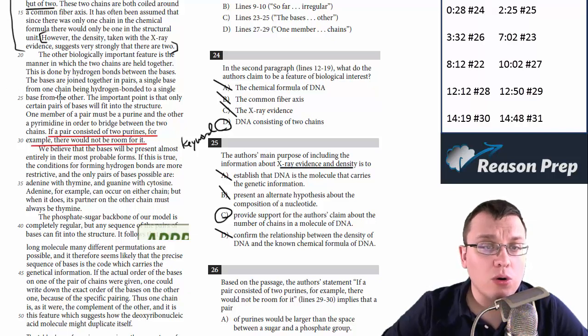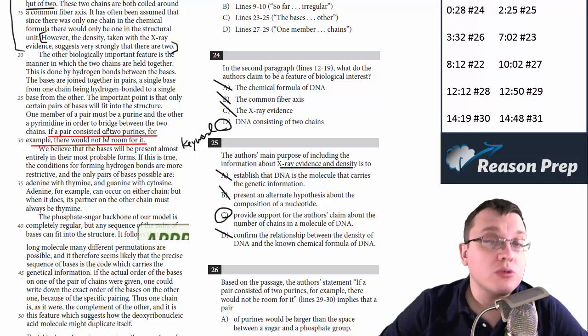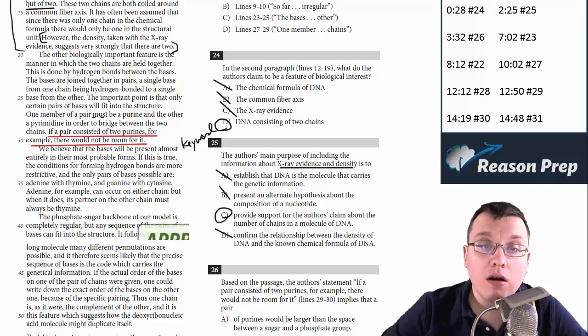The important point is that only certain pairs of bases will fit into the structure. One member of a pair must be a purine and the other a pyrimidine in order to bridge between the 2 chains. If a pair consisted of 2 purines, for example, there would not be room for it. So what is implied by this? All we know is the following, that in order to bridge the gap between the 2 chains, one member of the pair of bases must be a purine and the other must be a pyrimidine. If there were 2 purines, there wouldn't be room for it, basically.